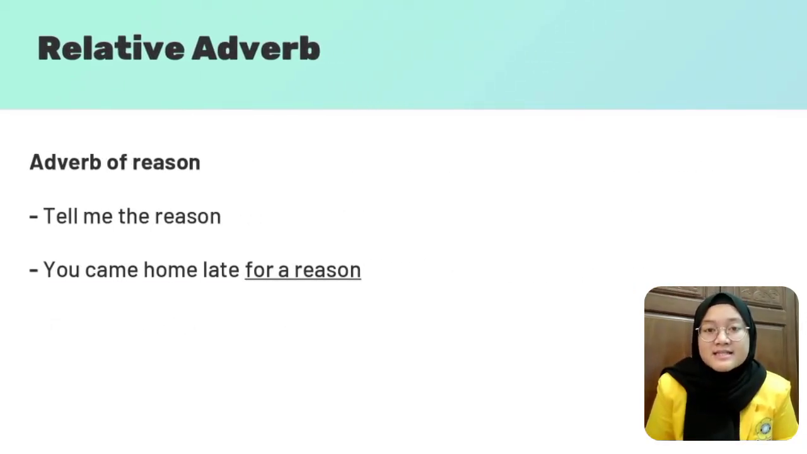And last but not least, I will explain about adverb of reason, which is why. There are two sentences here. First, tell me the reason, and second, you came home late for a reason. We can see in the second sentence, for a reason is adverbial clause talk about reason. So, because we want to give extra information about the reason, and we know that for a reason is adverbial clause, we will use why to replace the adverbial clause and combine these two sentences.